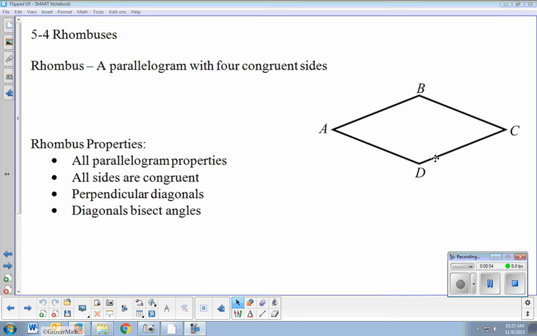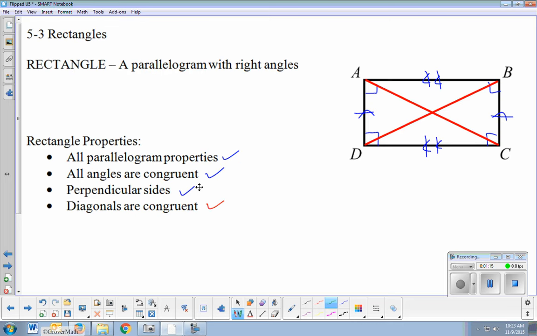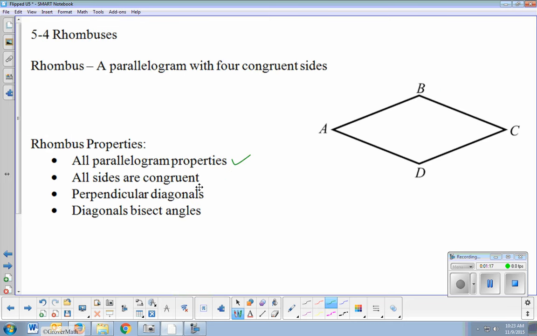And the rhombus is almost like the opposite of a rectangle. Now, it is still a parallelogram, so it still has all the properties of a parallelogram. Opposite sides parallel, opposite sides congruent, diagonals bisect each other, opposite angles, all that stuff. But then it has its own set of properties, much like the rectangle had its own set of properties. And it's really important to remember the difference between these two shapes, the rectangle and the rhombus, because they are opposite in a lot of ways when it comes to their sides and their diagonals.